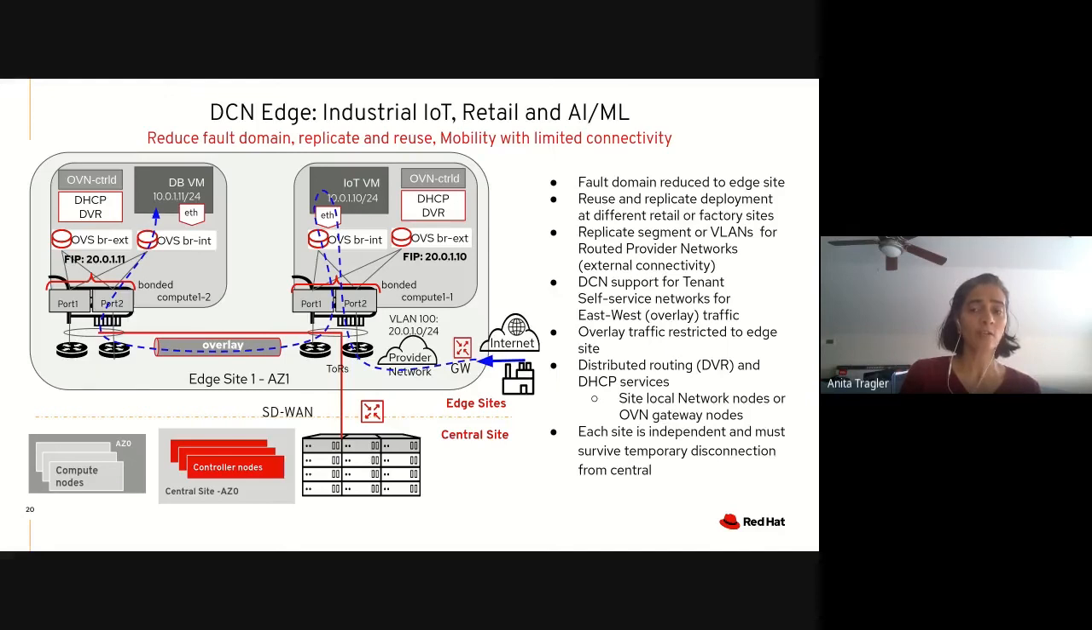For this use case, the need is to have, again, distributed routing and DHCP services at the site local nodes. And if there is a significant amount of routing, you also want your network nodes and your OVN gateway nodes scheduled on the same site. Each edge site is independent. And if there are network connectivity issues or temporary disconnection from the central sites, we want the edge sites to continue working independently and reconnect later.